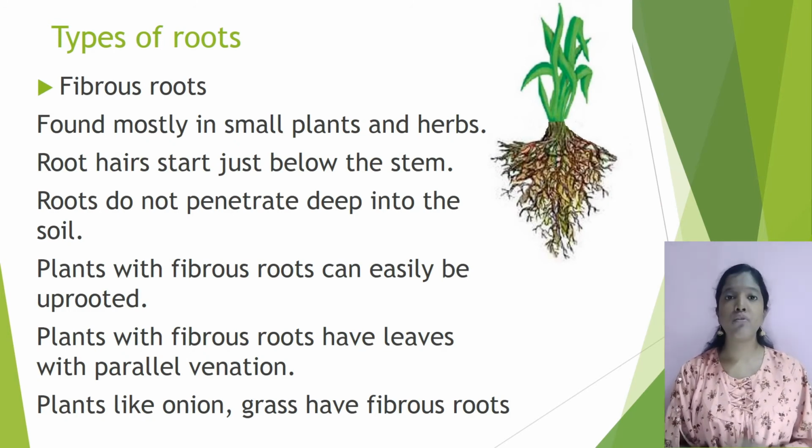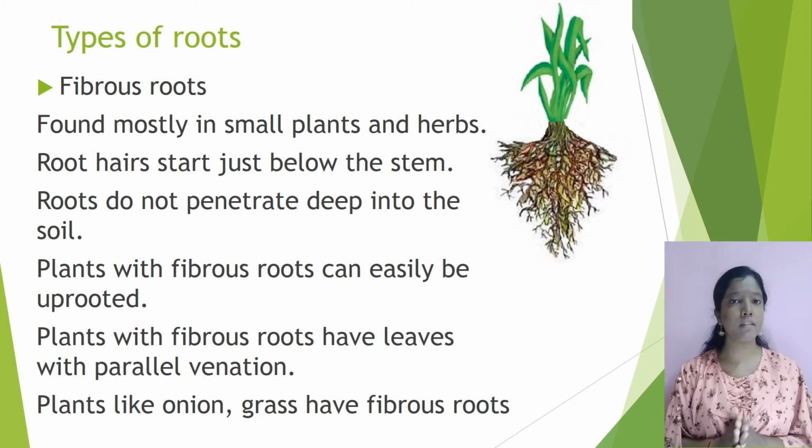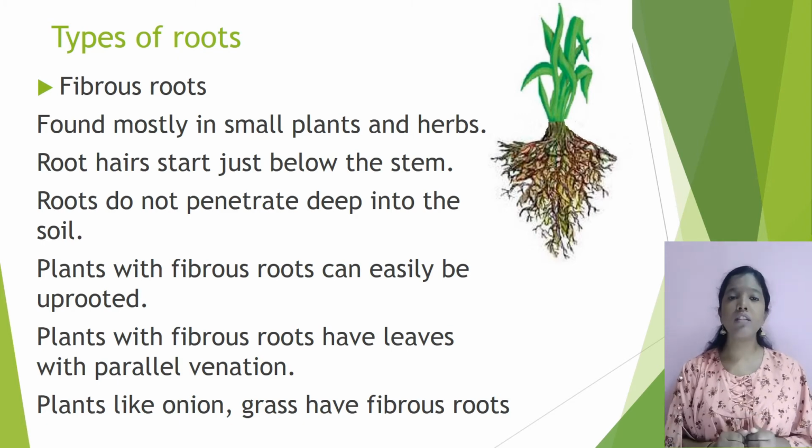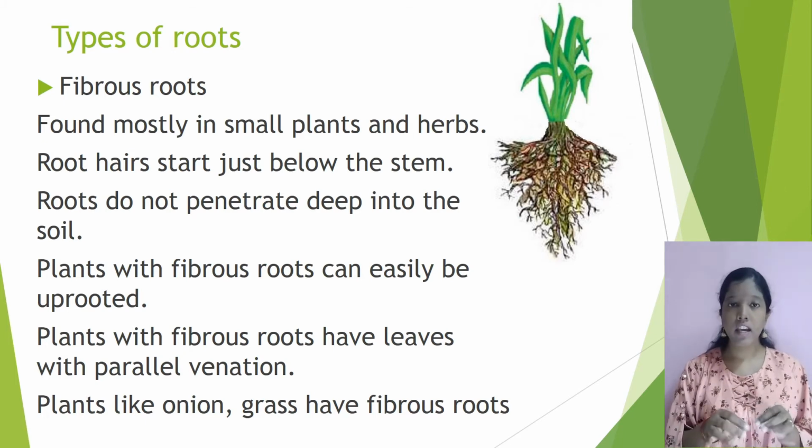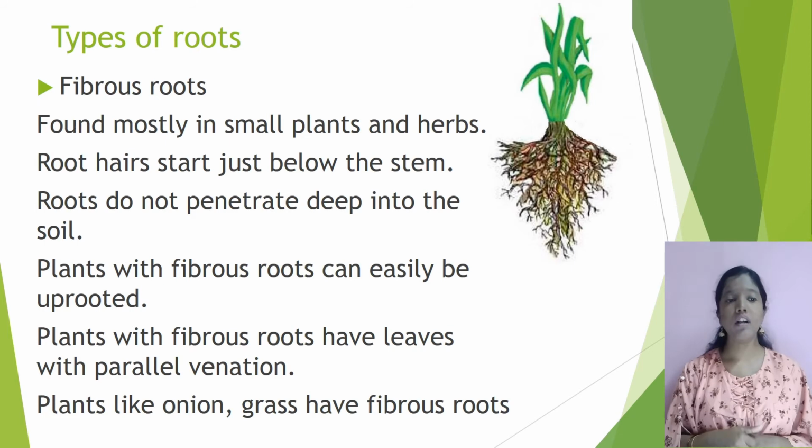The next type is fibrous roots. Fibrous roots are mostly found in small plants and herbs. Not 100%, but mostly. These root hairs start just below the stem. And because they are thin hairs, they cannot penetrate deep into the soil.